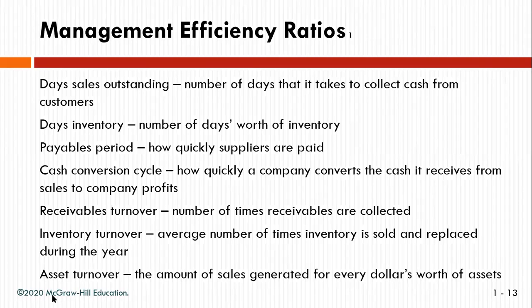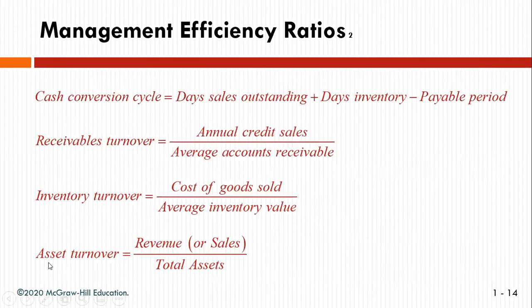So I think it would be very interesting for you to go over these details. Now, just to make sure that after those definitions, you look at the calculations that are done for management efficiency ratios. The cash conversion cycle is the days sales outstanding plus the days inventory minus the payable period. The other thing you need to see is the receivable turnover, which is calculated as annual credit sales over the average accounts receivable.